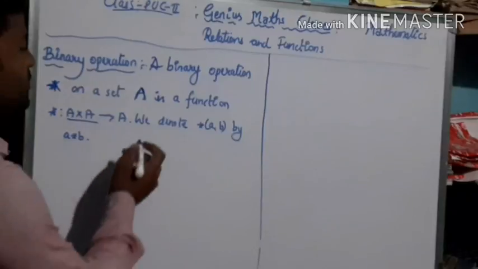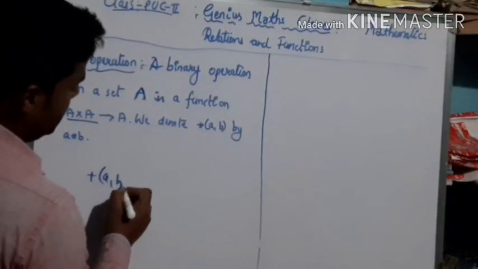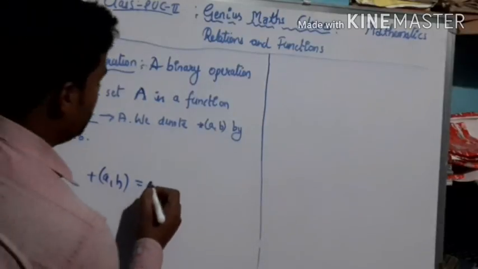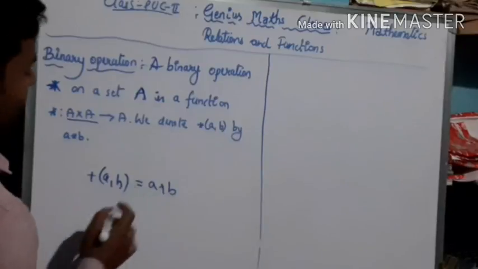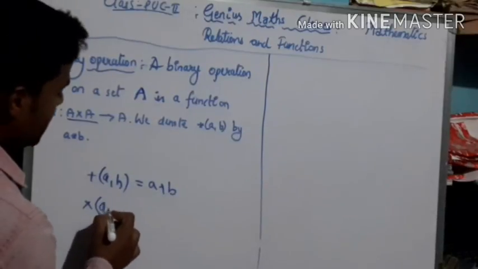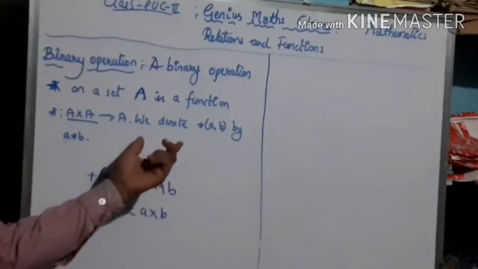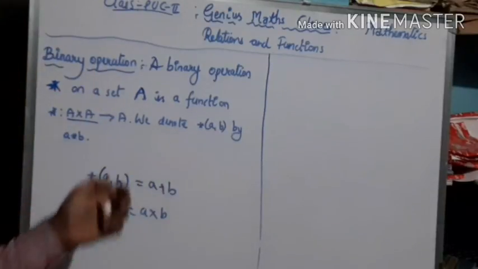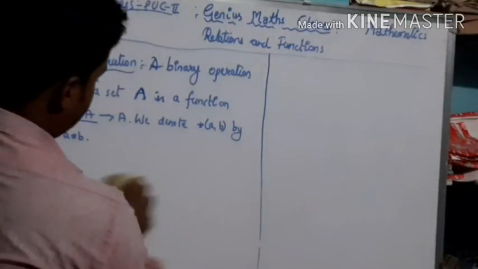In simple language, we denote star of a, b. So plus of a, b is nothing but a plus b. The definition and denotation is like this. Multiplication of this will give you a multiply b. In this way we can denote it. So this is the binary operation.